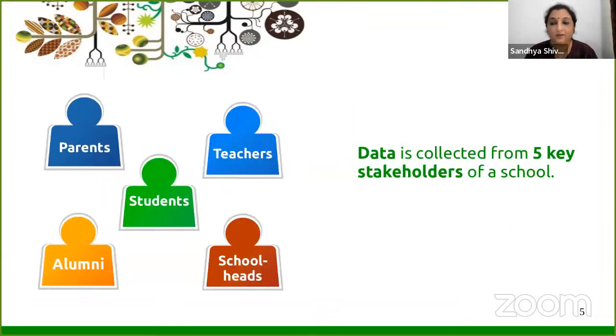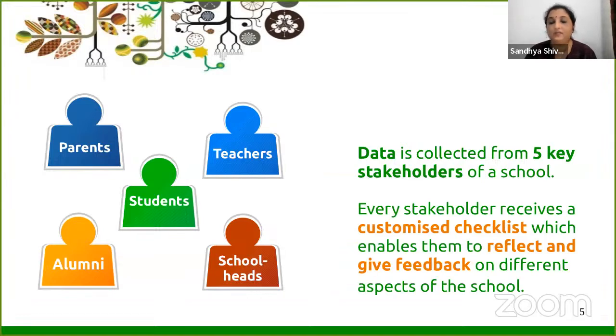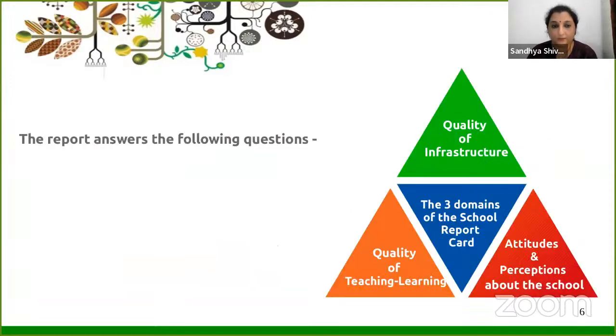So in order to generate knowledge, or to collect data, to analyze, and to get insights for this report card, data is collected from 5 stakeholders: students, parents, teachers, alumni, and school heads. Every stakeholder receives a customized checklist, which enables them to reflect and give feedback on different aspects of the school. So every stakeholder is reflecting on themselves, their performance, and also giving feedback on the other stakeholders of the school.